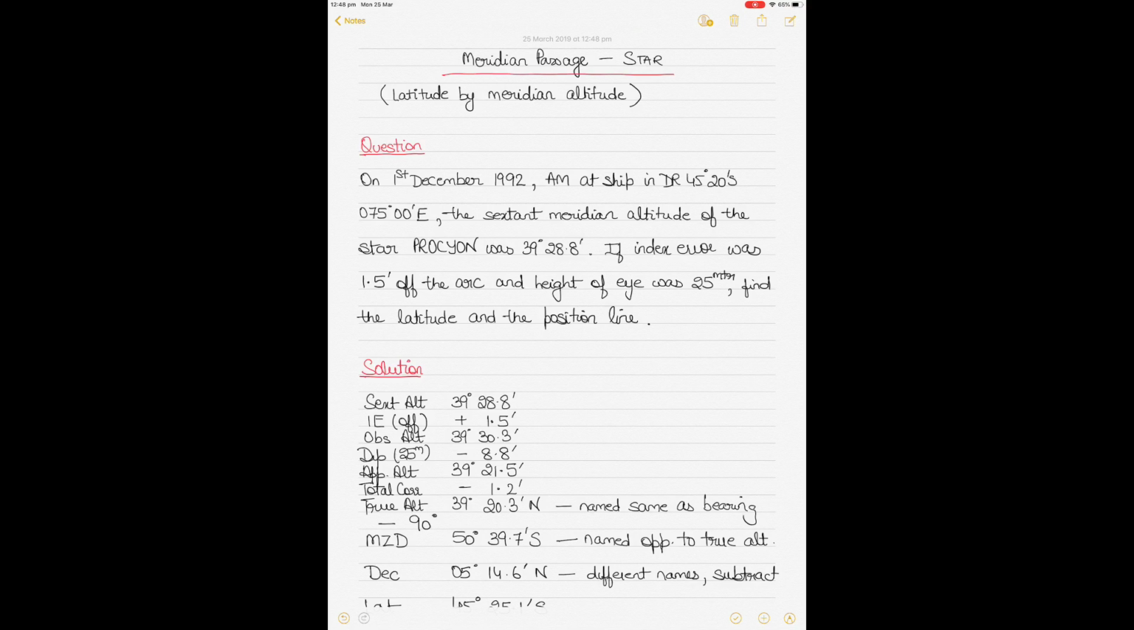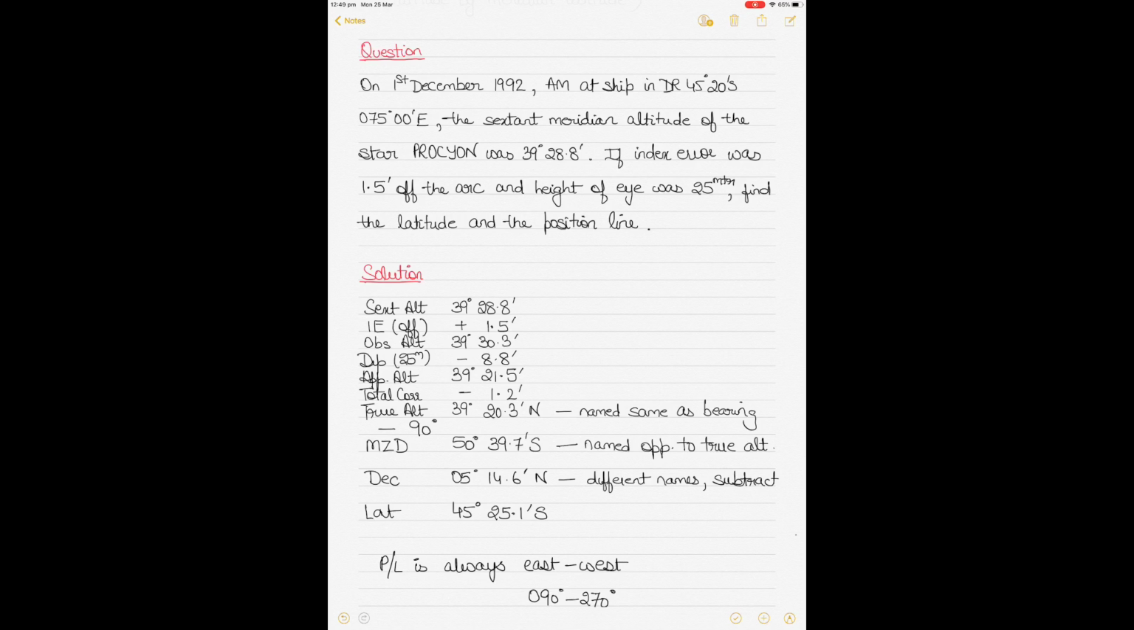So that means obtaining the meridian altitude when the star is exactly on the observer's meridian. Alright, that is the time of meridian passage. Meridian passage time refers to the time when the celestial body, in its transit from east to west, is exactly on the observer's meridian. So let's get into the question.